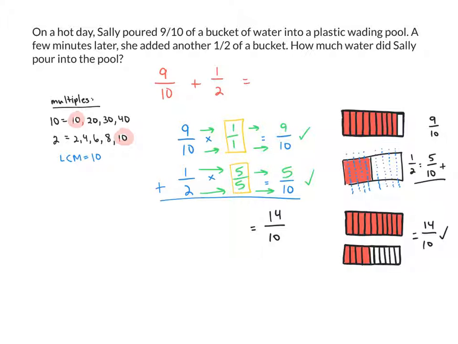So to answer the question, Sally poured 14/10 buckets into the plastic wading pool because once you find the common denominator, the sum between 9/10 and 5/10 equals 14/10.